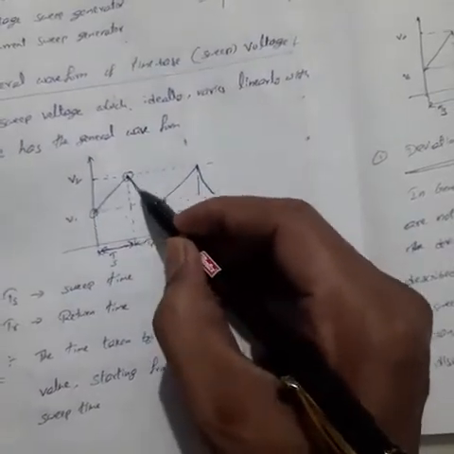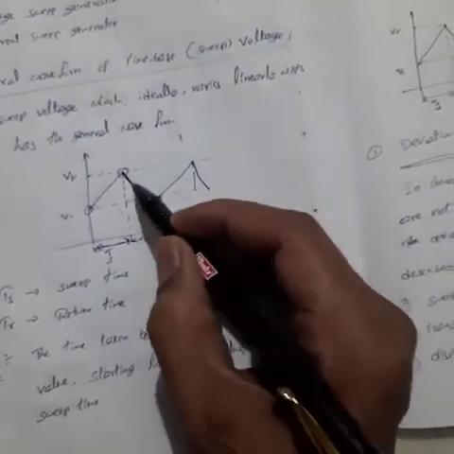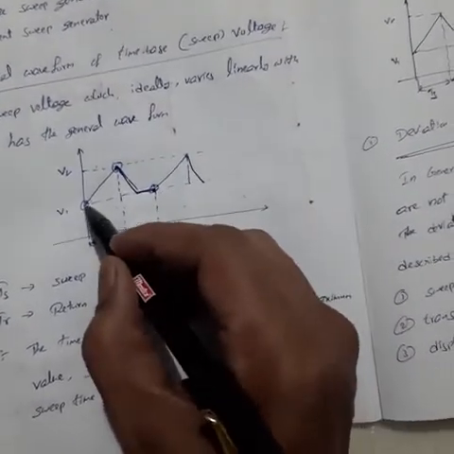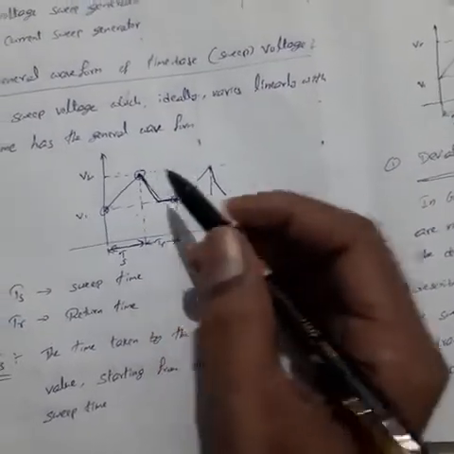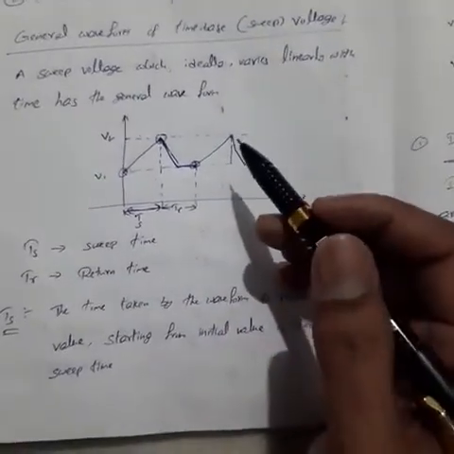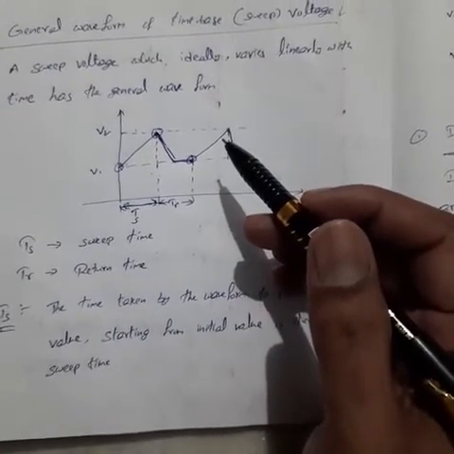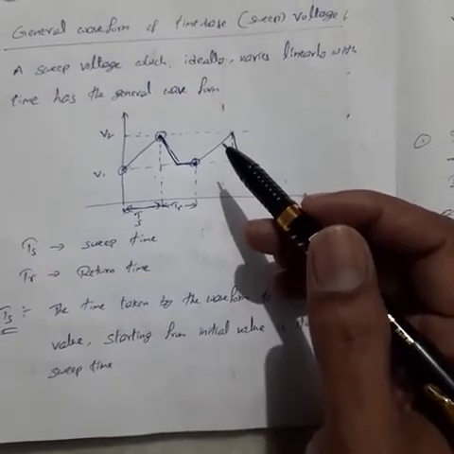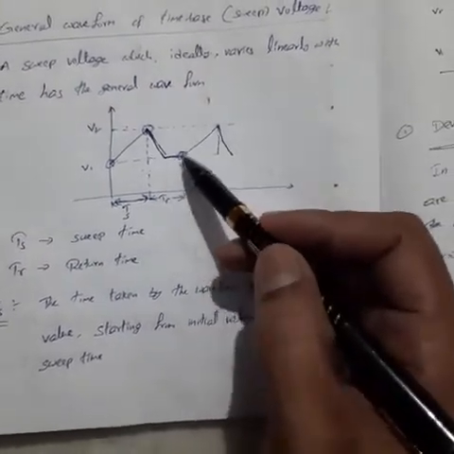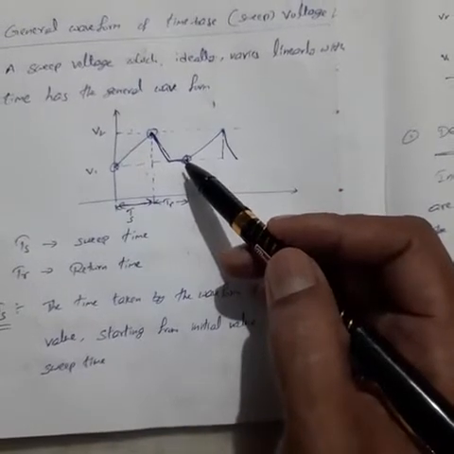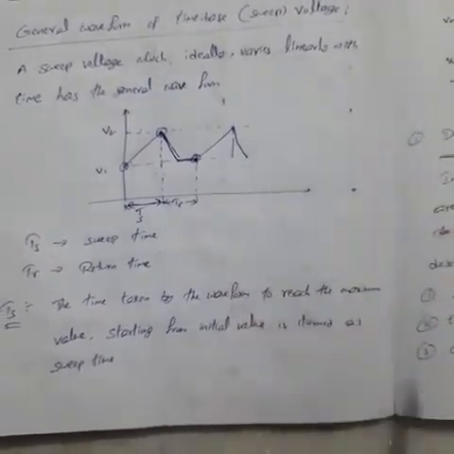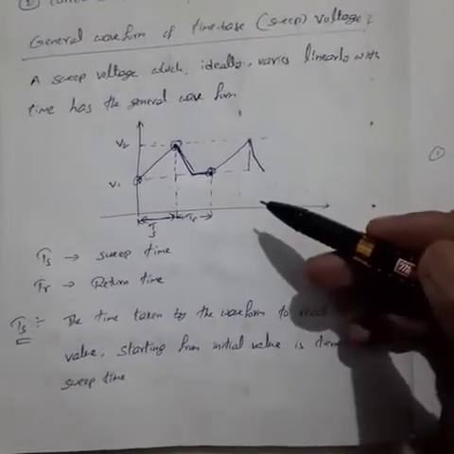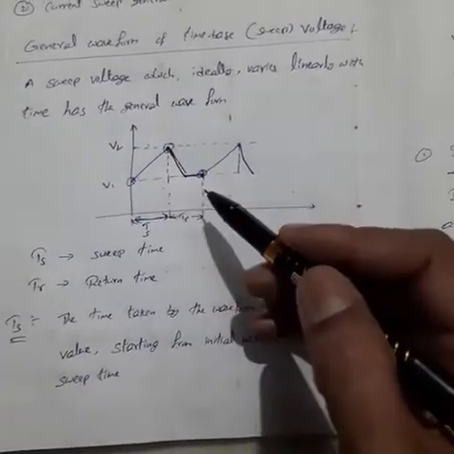Similarly, it again reaches its initial position from here to here. This is the initial position, this is the starting position, both are the same. Next, this is called the return time. How can we define return time? The time during which the waveform returns to its initial value is termed the restoration time, flyback time, or return time. This is the sweep time and this is the return time.